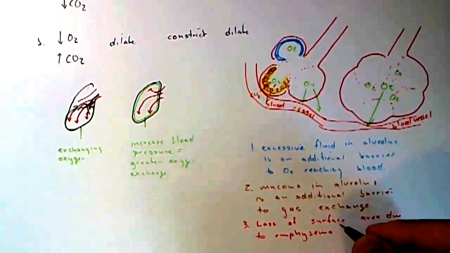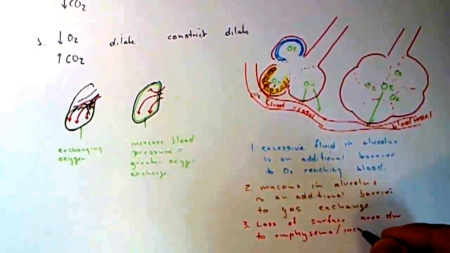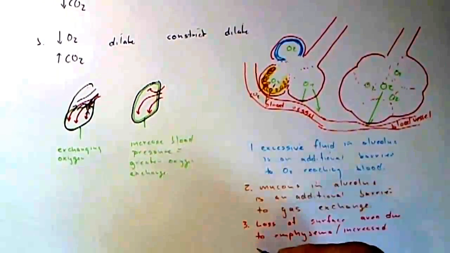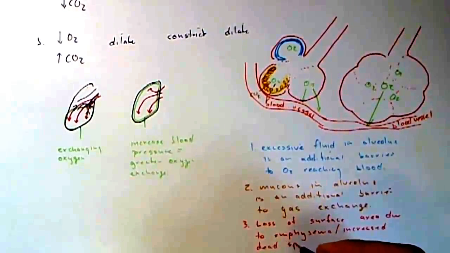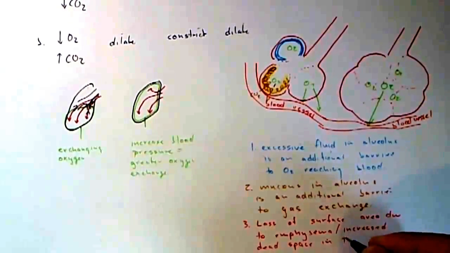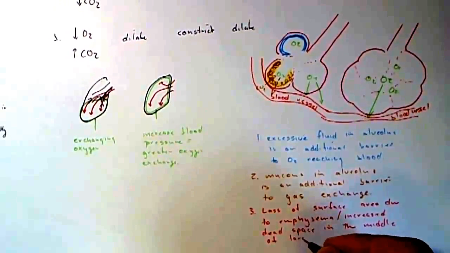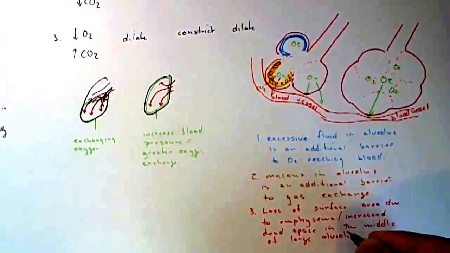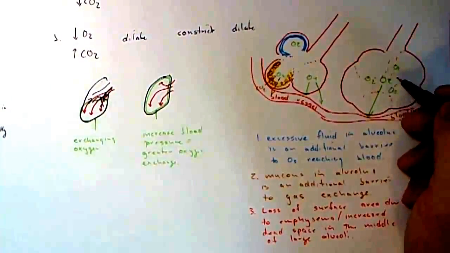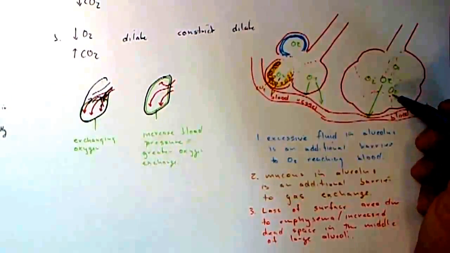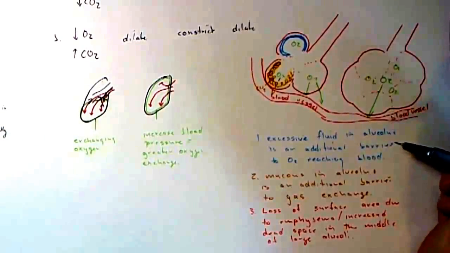Another way you could put that is there's increased dead space in the middle of large alveoli. So you've got these large alveoli. The oxygen in the middle is essentially in a dead space because it's so far away from the blood capillary.